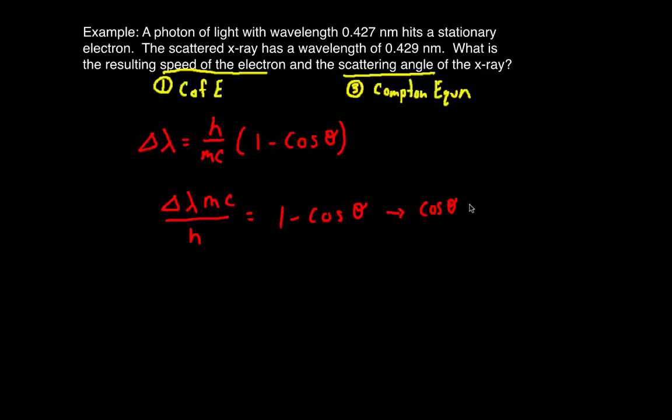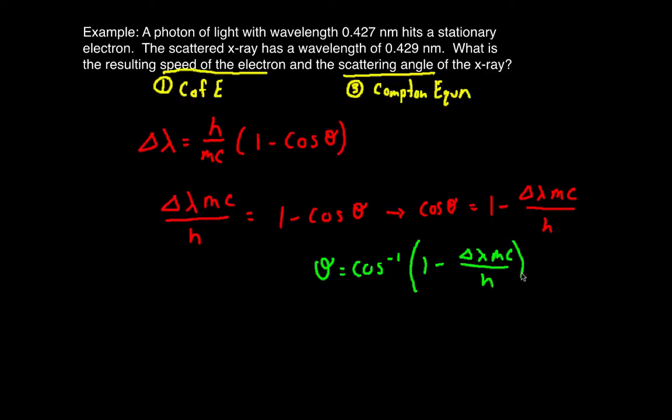Cos theta equals 1 minus change in wavelength times mc over h. We can solve for theta by taking the inverse cosine of everything on the other side of the equation. So theta equals cos negative 1 of 1 minus change in wavelength times mc over h. Since the change in wavelength is lambda final minus lambda initial, theta equals cos negative 1 of 1 minus (lambda final minus lambda initial) times mc over h.